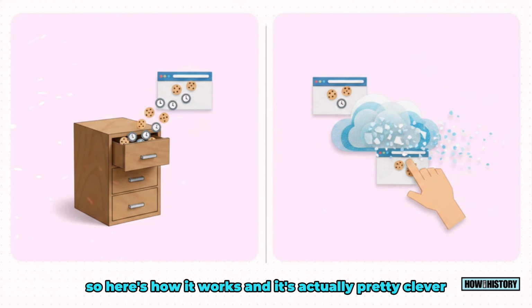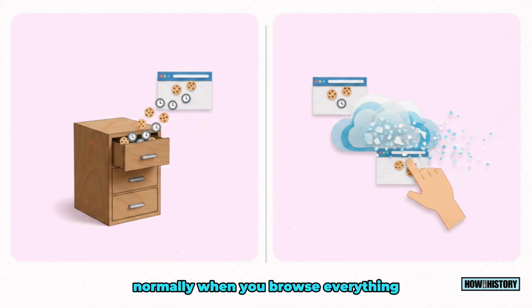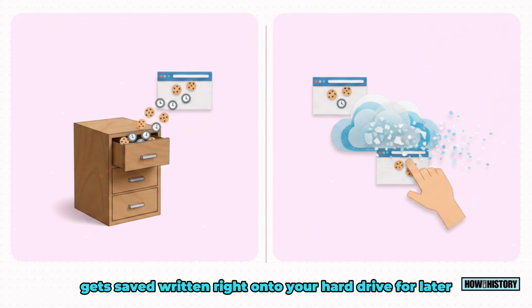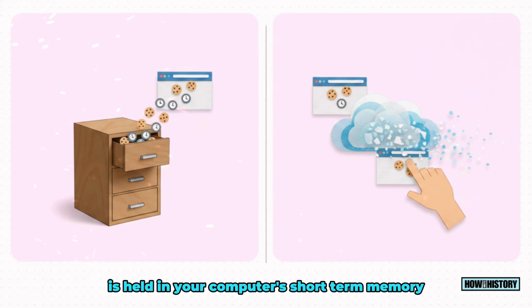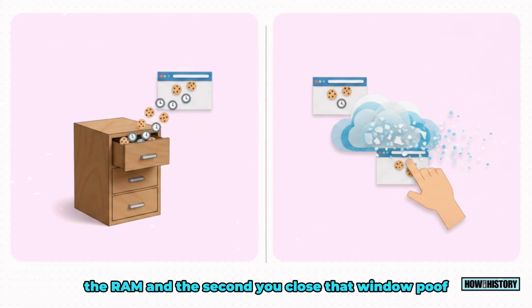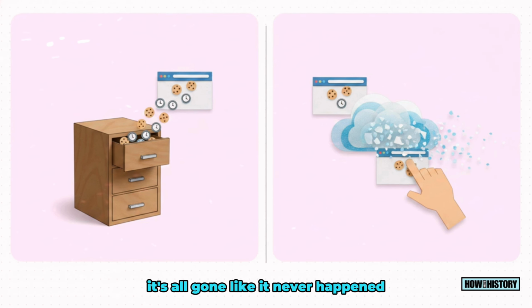So here's how it works, and it's actually pretty clever. Normally, when you browse, everything, your history, those little files called cookies, gets saved, written right onto your hard drive for later. But in private mode, all that data is held in your computer's short-term memory, the RAM, and the second you close that window, poof, it's all gone, like it never happened.